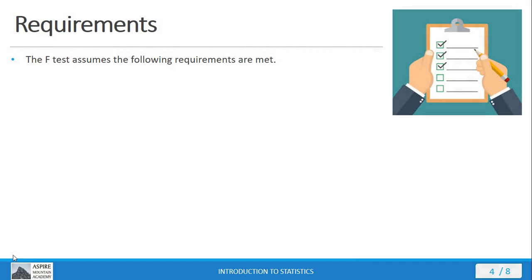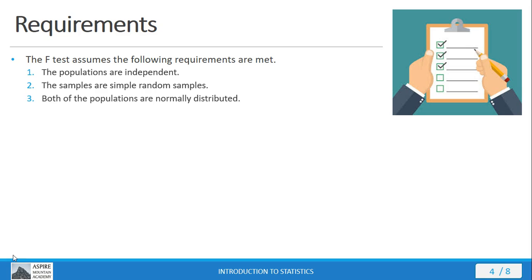So for our F test, we're going to assume that the following requirements are met. So there are assumptions that are built into the test itself. And the first one is that the populations that we're testing are independent. So there's no dependency, there's no matched pairs, there's no connection between individual data points from the different groups. The populations are independent. Second, the samples are going to be simple random samples. Third, both the populations are normally distributed. That's a pretty strict requirement there.